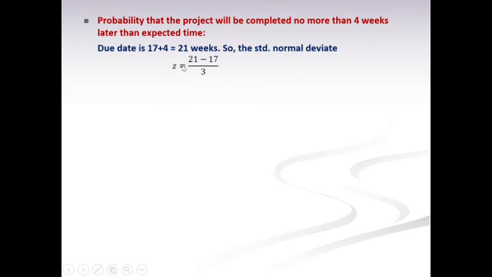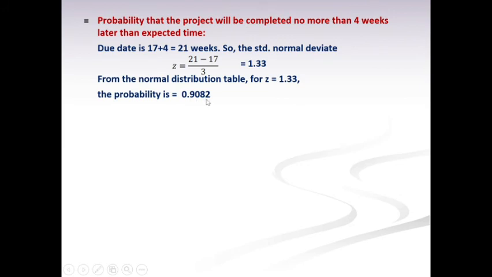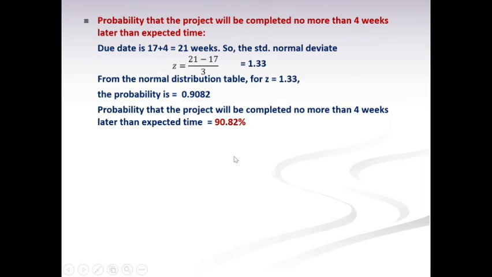So Z is the due date minus the expected time of completion, divided by the standard deviation of the critical path. So it is 21 minus 17 by 3, so the value, as we already know, is 1.33. We already know the probability value for the positive value of 1.33. We already took it from the normal distribution table, that is 0.9082. So the probability of completing the project no more than 4 weeks later than expected time is 90.82%.